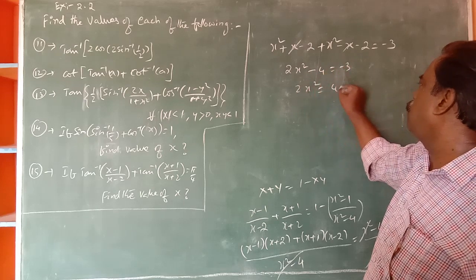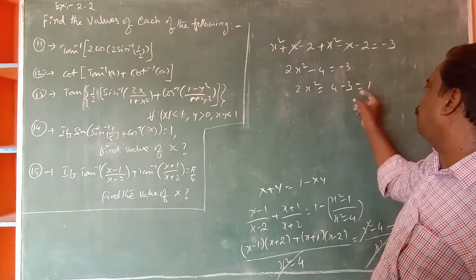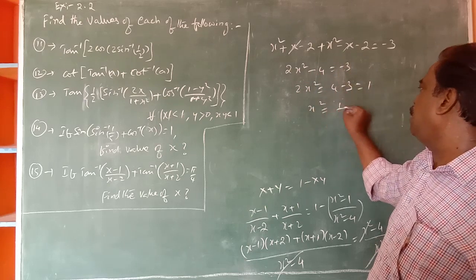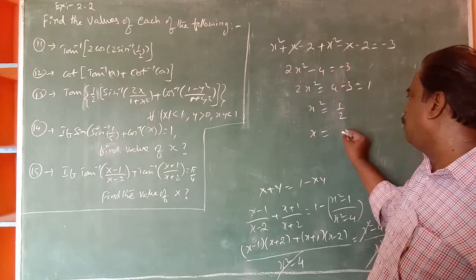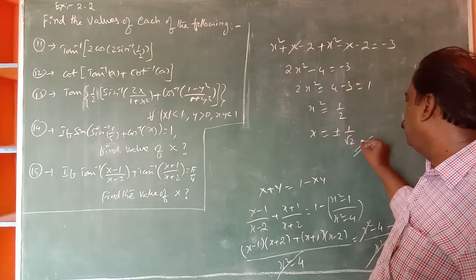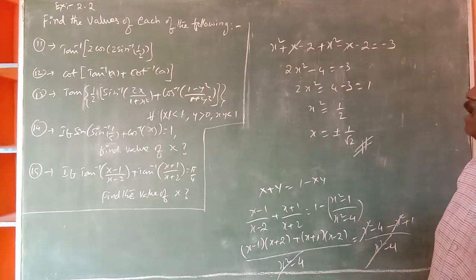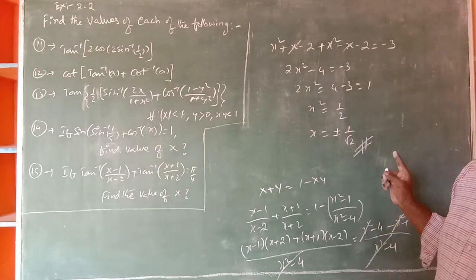2x square is equal to 4 minus 3, which is 1. Minus 4 comes to the other side as 4. 4 minus 3 is 1. X square is 1 by 2. X is equal to plus or minus 1 by root 2. Okay? Like that we have to solve.